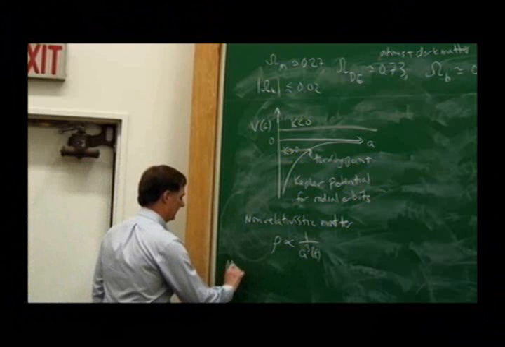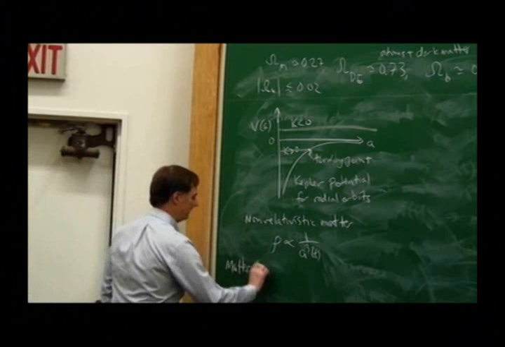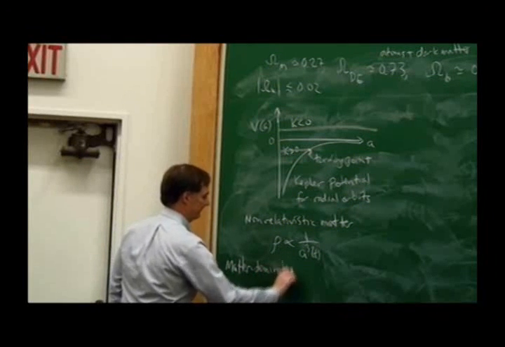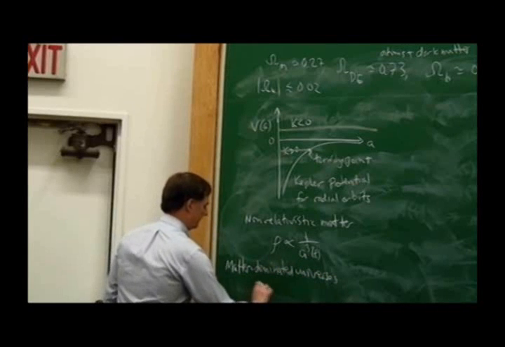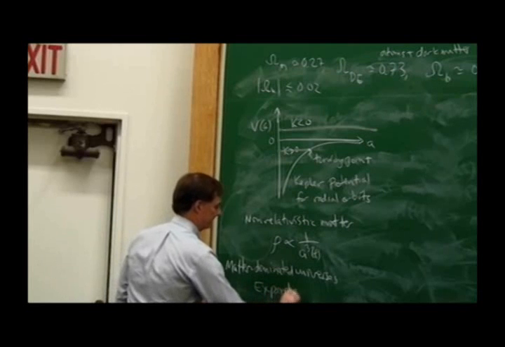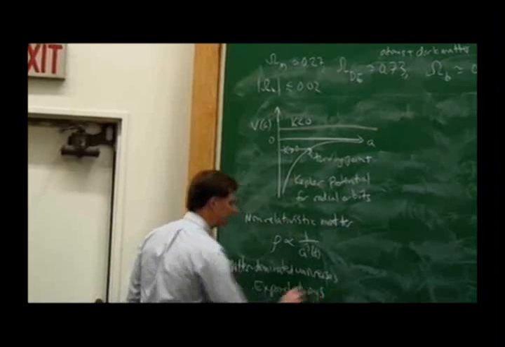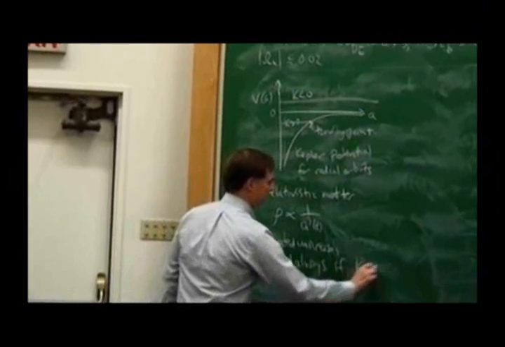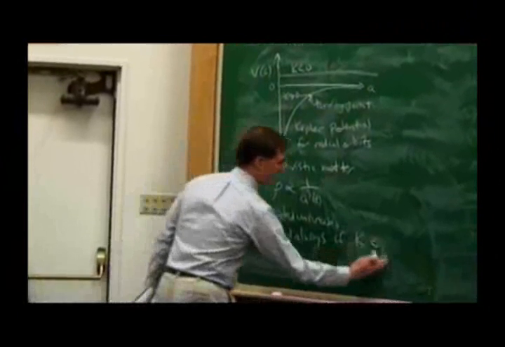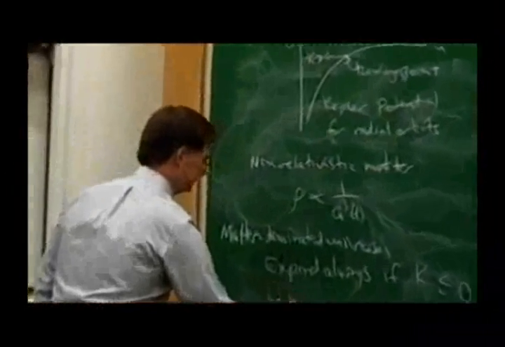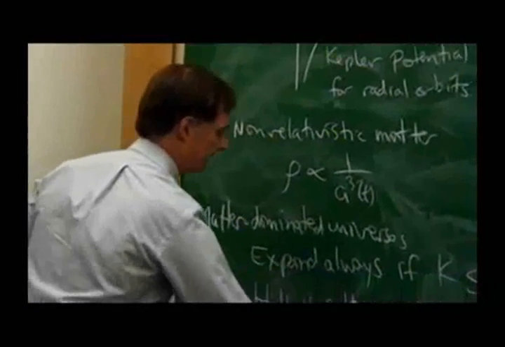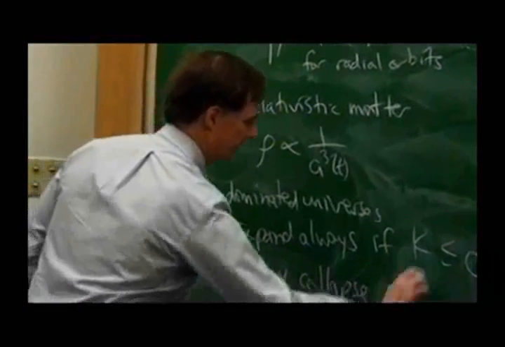So what we call a matter-dominated universe expands always, given that they start out expanding, if K is less than or equal to 0, and they halt and collapse if K is greater than 0.